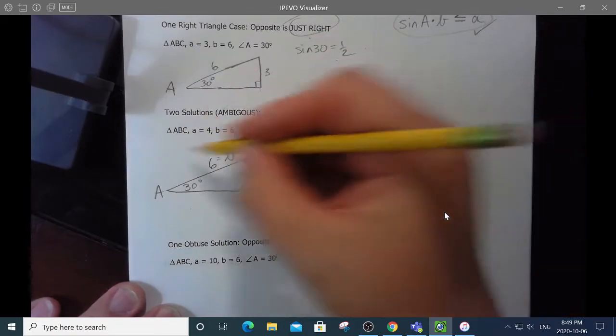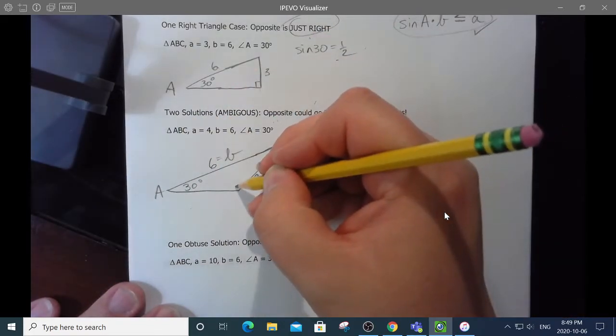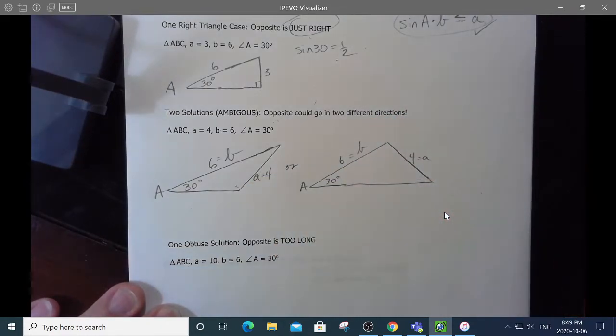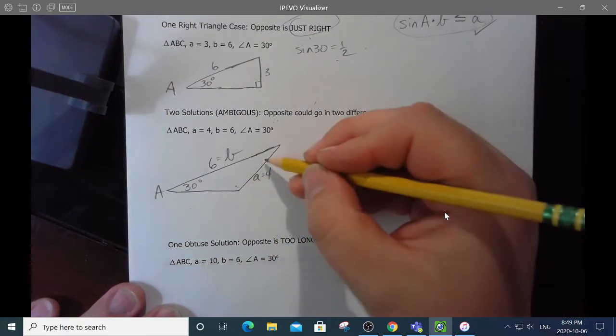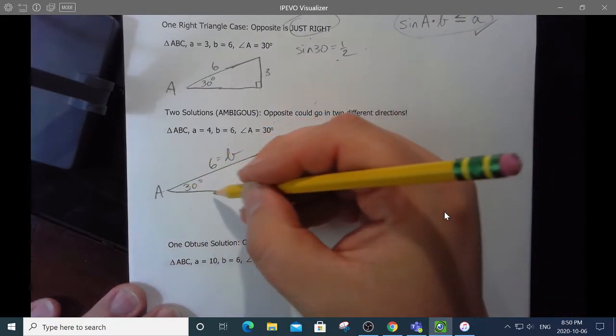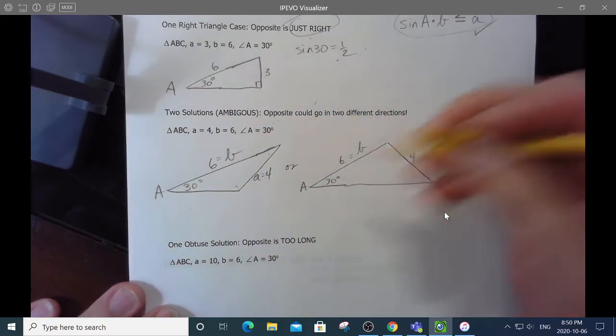Notice it doesn't say anything in these givens about how big angle B has to be. It could be obtuse. It could be acute. I don't know anything about angle C. It could be acute. It could be obtuse. I don't know anything about how long side C is. So they could be anything.